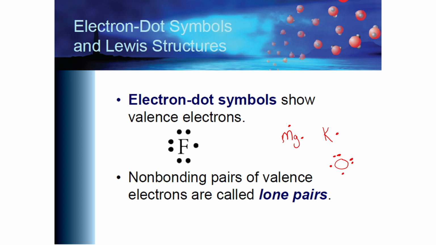Bromine. Bromine is in group 7A, so bromine, like fluorine, is going to have 7 valence electrons. 2, 3, 4, 5, 6, 7.